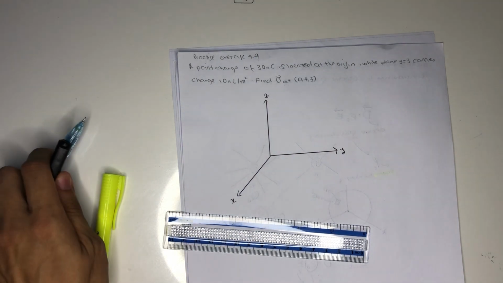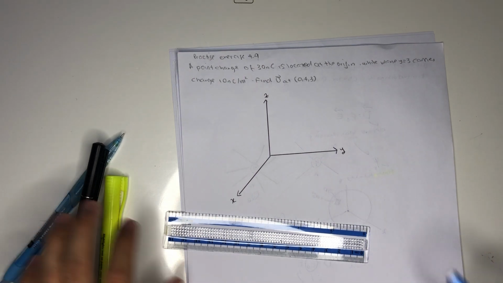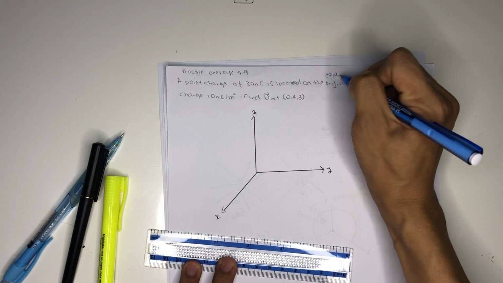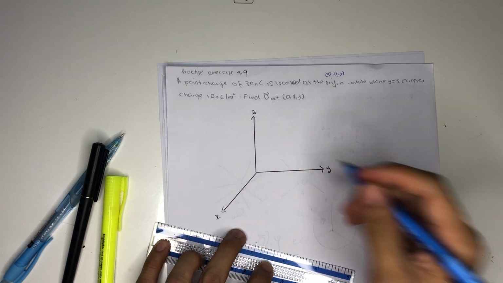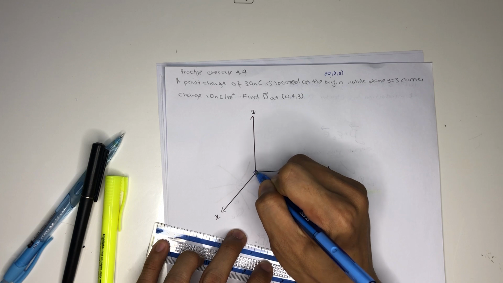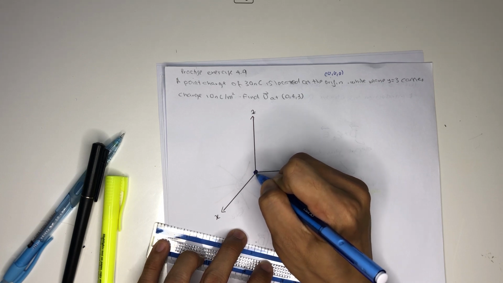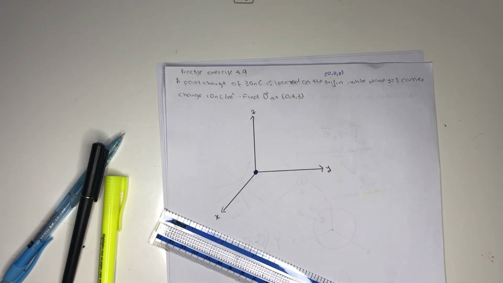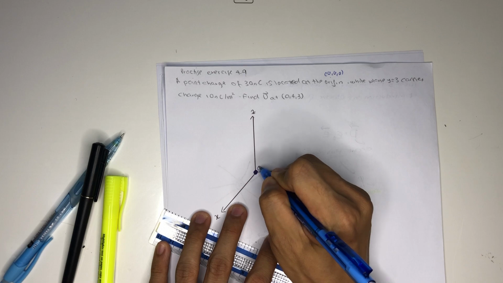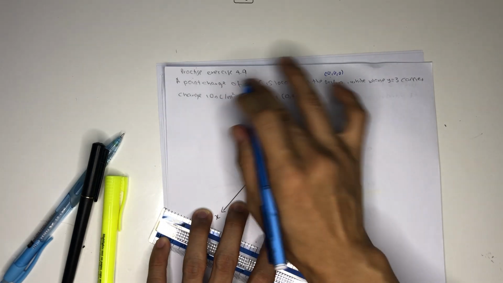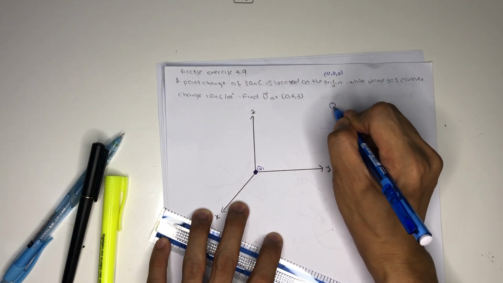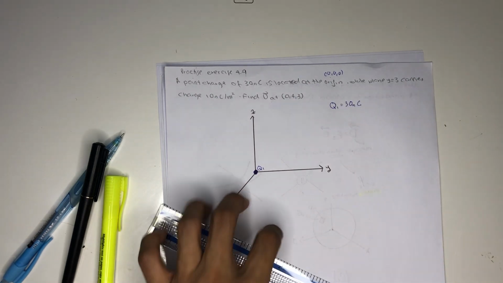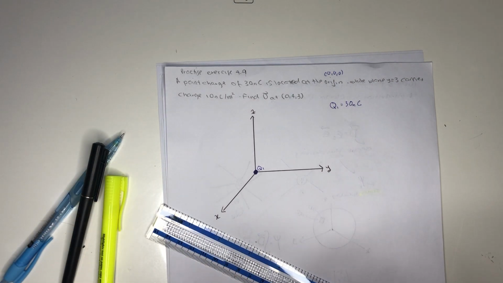Next, it says a point charge of 30 nanocoulomb is located at the origin. So where is your origin? Origin is (0, 0, 0), correct? So you put a point charge here. We can put a label Q1. And so that we don't miss it in the text, we can write here Q1 is 30 nanocoulomb. Okay, finished there. And then we have another one.